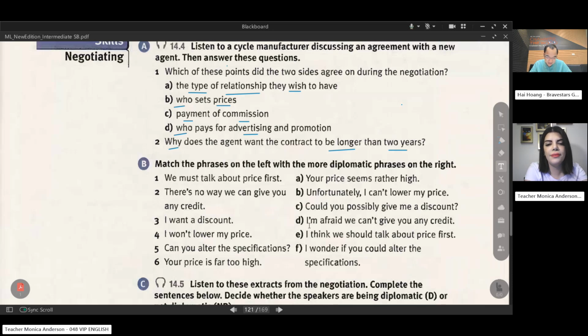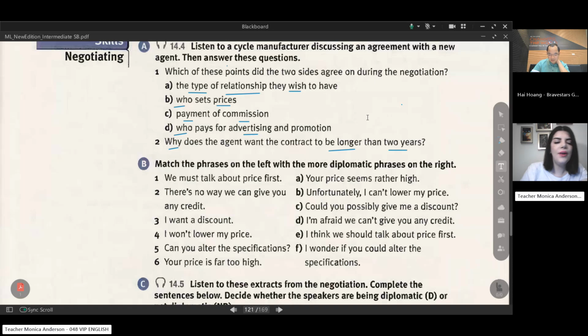4. For A. No. For B. Yeah, I'm unfortunately. 5. F. If you could alter the specification, of course. And the last one, that is A. A, of course. Very good.